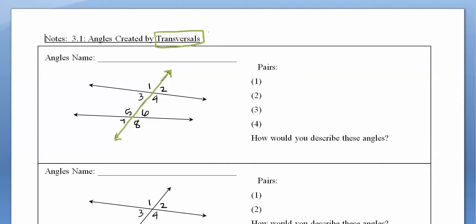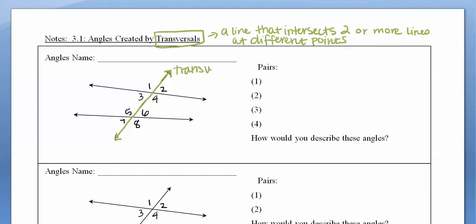It is a line that intersects two or more lines, other lines, at different points. So a line that intersects two or more lines at different points. So this is the transversal, and the other two lines are these two. And we see it intersects here, and the other one intersects here.